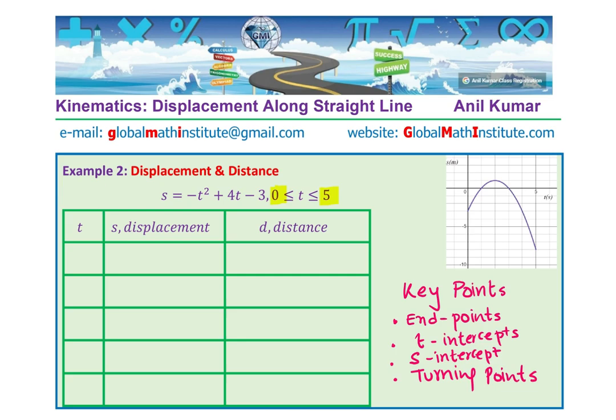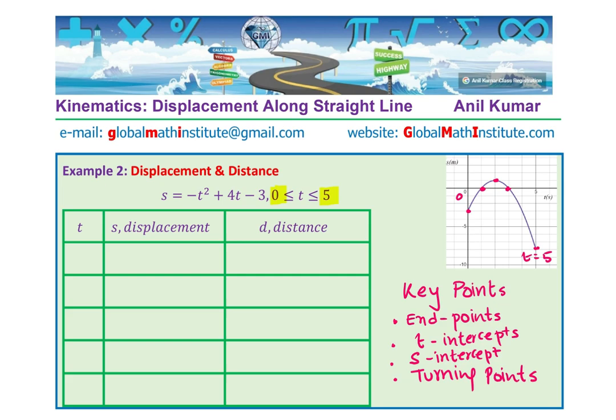Let us identify the key points on the graph itself. So starting point and the end point. This is at t equals to 0 and t equals to 5, right? And then we have the turning point, right? And then we have the t-intercepts. The starting point is also the s-intercept, displacement intercept. So those points become the key points, right?